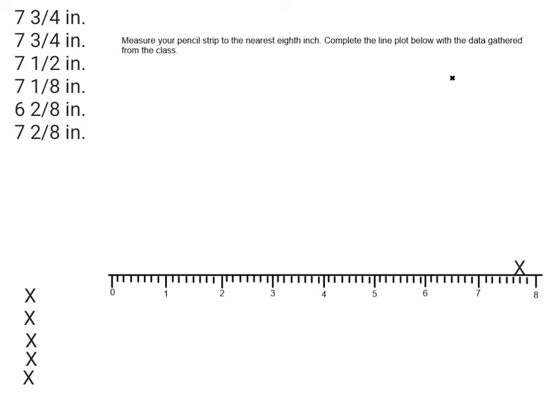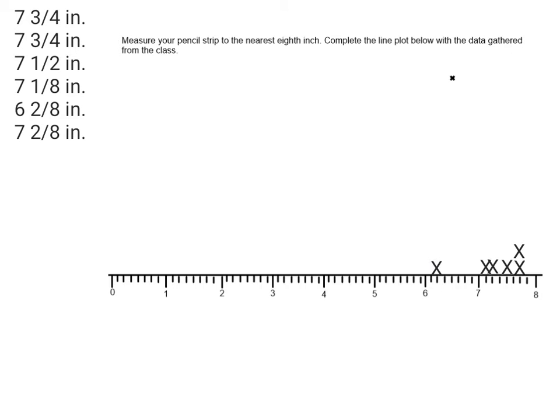Now I have another one that's 7 3/4, so I'm going to put it at the same spot, 7 6/8. Now I have 7 1/2, which is equal to 7 4/8. So 1/8, 2/8, 3/8, 4/8. Now I have 7 1/8. I'm going to put it at the 7 line with one more on it, 7 1/8. And I have 6 2/8. So there's 6 1/8, 6 2/8. And then I have 7 2/8. There's 7 1/8, 7 2/8. So now I can use this data to answer some questions.